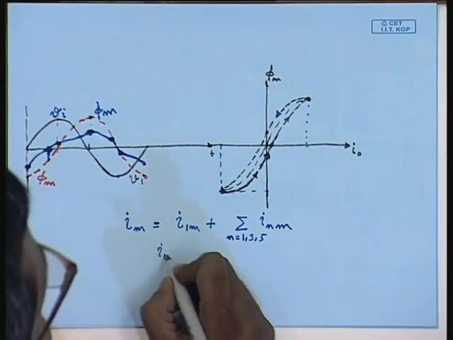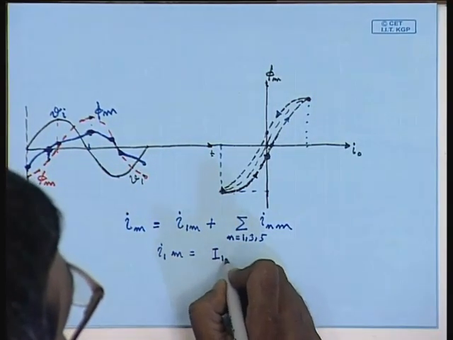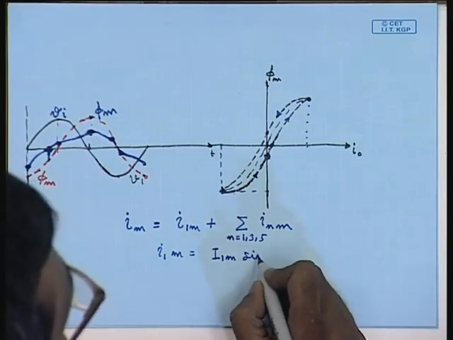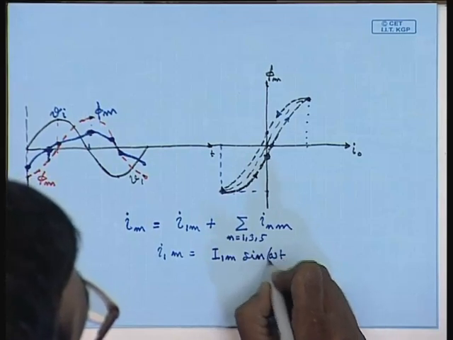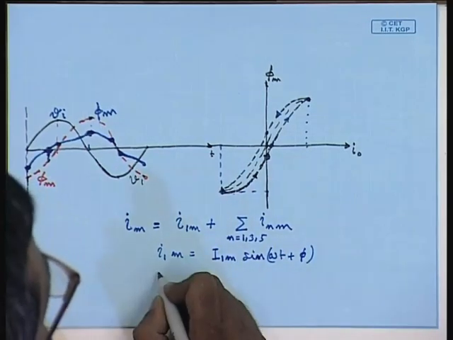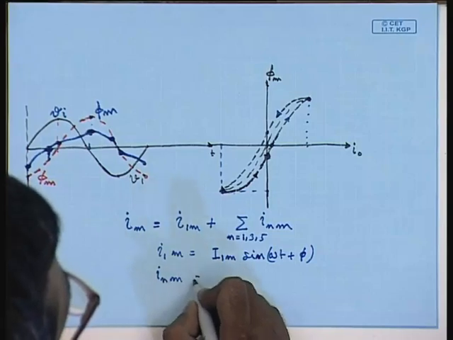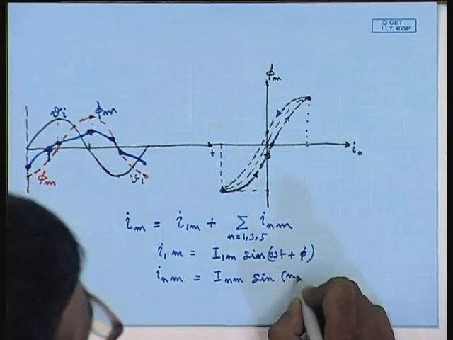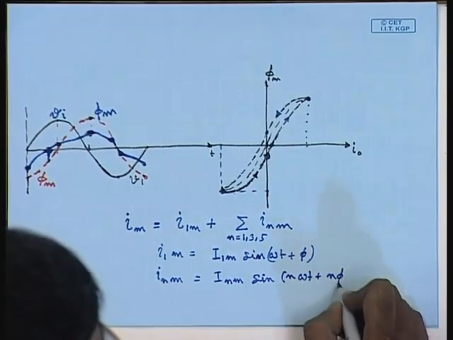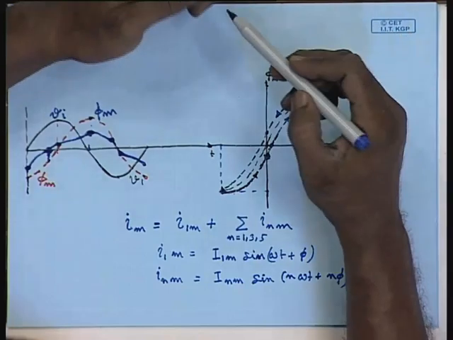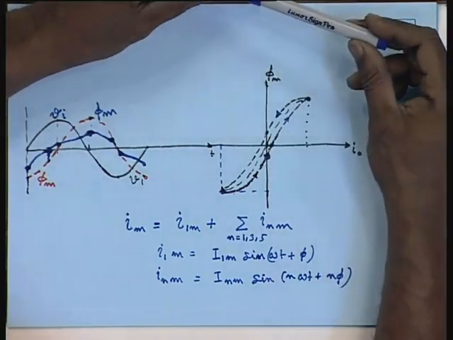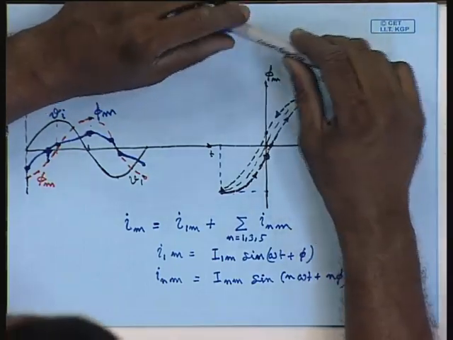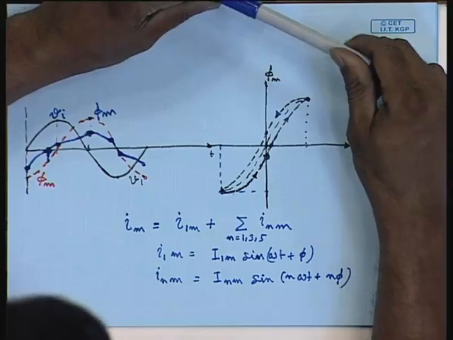where the fundamental is i_1m sin(ωt + φ), and the n-th harmonic is i_nm sin(nωt + nφ). So, this is mostly the source of harmonics in a single phase transformer, and mostly in the magnetizing current that these harmonics will be observable.